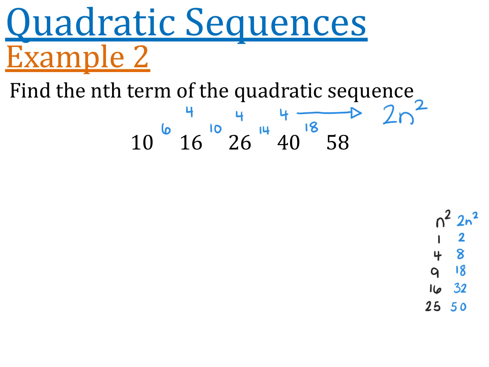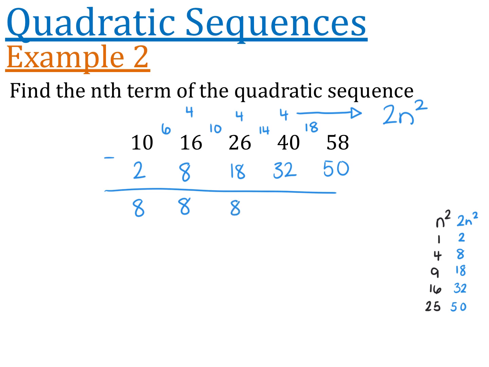Now I'm going to see if I can fit this all in without having to write the sequence again, because typically my classes have been saying it takes too much time to rewrite everything. So now I'm going to compare my sequence 10, 16, 26, 40, and 58 with those blue numbers I just wrote down: 2, 8, 18, 32, and 50. I'm going to subtract those. 10 take away 2 is 8. 16 take away 8 is 8. 26 take away 18 is 8. And all of these subtractions are going to give me 8.